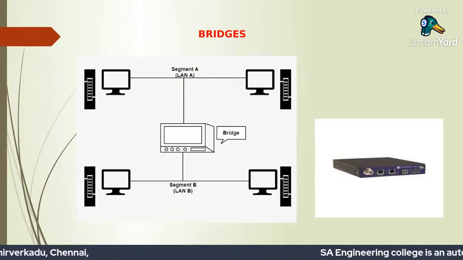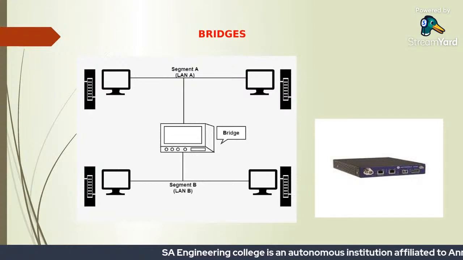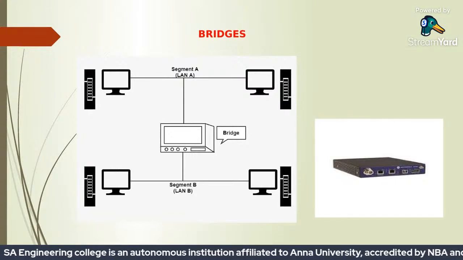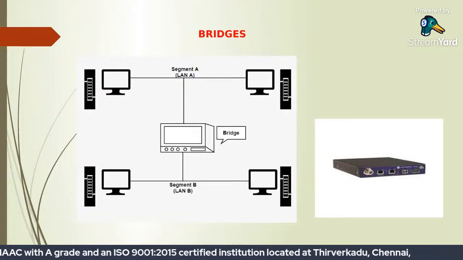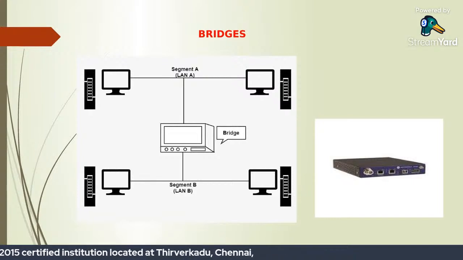The data from this device is to be sent to these devices. The bridge will read the MAC address of the destination, and it will send the data to the destination correctly. Routers have the capability of reading the IP address, and bridges have the capability of reading the MAC address.